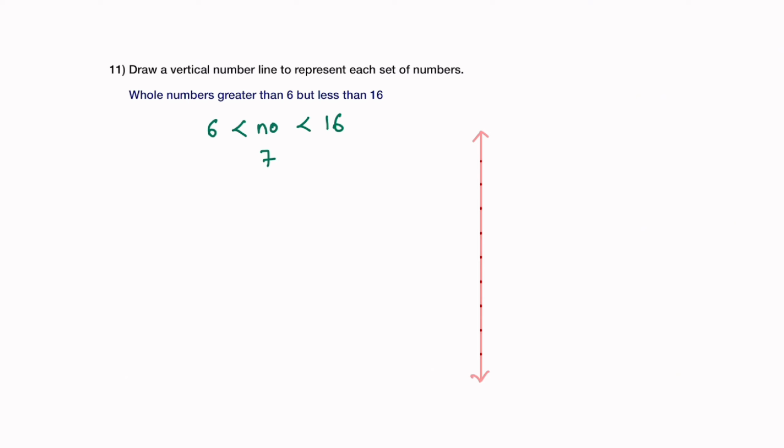So 7, it's greater than 6, yes. It's less than 16, yes. Then 8, and the list will go on until which number? Until 15, right? Because 16 cannot be included. 16 is equal to 16 and not less than, so the condition will not be applicable. So we start plotting here. That's 7, 8, 9, 10, 11, 12, 13, 14, and 15.